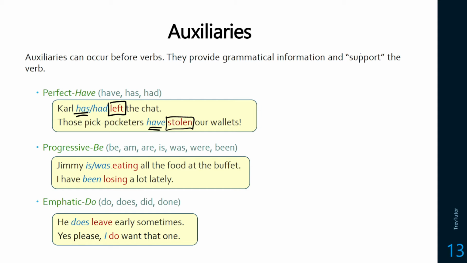Jimmy is eating. So eating is the main verb here, but is supporting it. I have been losing. Losing is the main verb. Been is supporting it. With emphatic do, so you want to emphasize something, this is the same idea. So he does leave. Leave is the main verb. Does is supporting it. Want is the main verb. Do is supporting it. Yes, I do want that one.